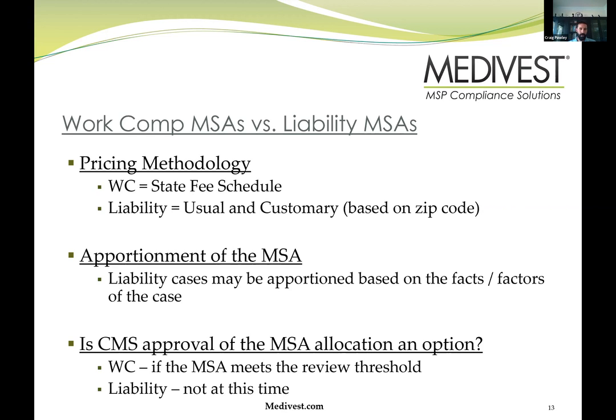Another one of the big differences is CMS approval of the Medicare set-aside allocation and option. In workers' compensation, they have a well-established process. They have some review thresholds, so that if it's over a certain threshold and meets certain criteria, you can send it in, they'll review it, and they'll issue their stamp of approval on it. In liability, as of today, they do not have an official review process in place. You still have to comply with the MSP statute from 1980. The MSA is one of the ways to address the future medical concerns on the case in terms of Medicare.